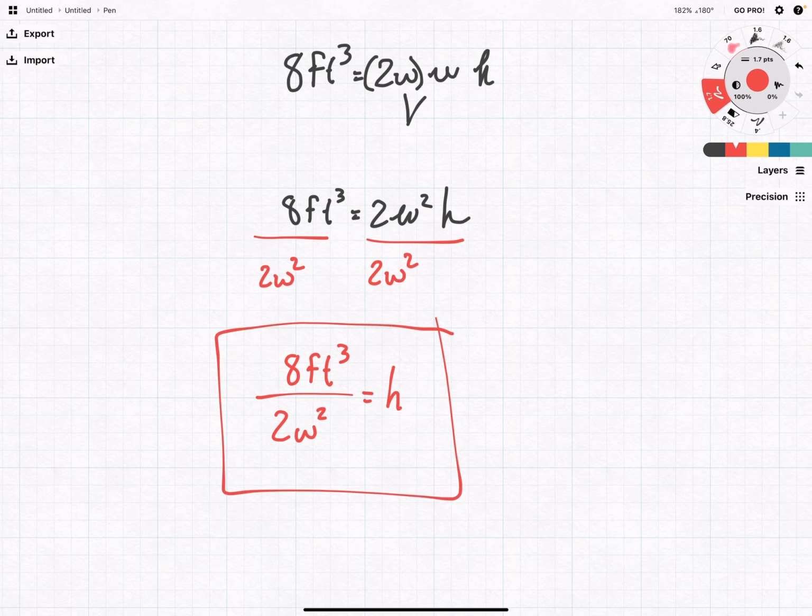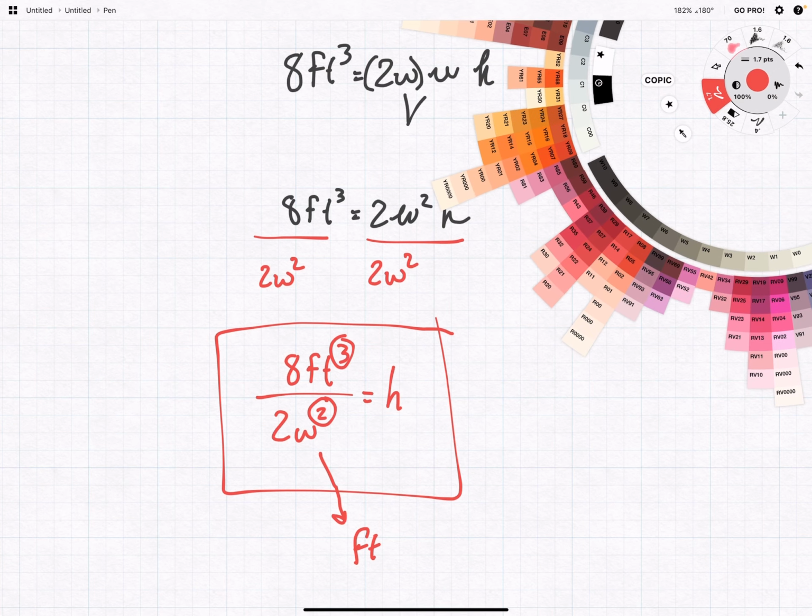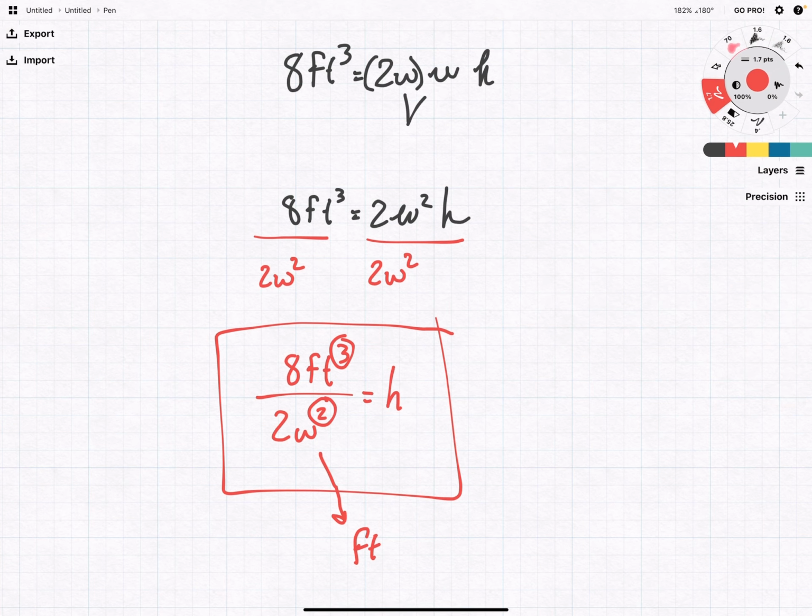Now, as for the units, I understand that we have feet cubed here and W squared. Now, because W squared is in some length of feet, then what's going to happen is the order of magnitude of the feet cubed, it'll go down to just feet, and that's it. And that's going to be it with this problem.